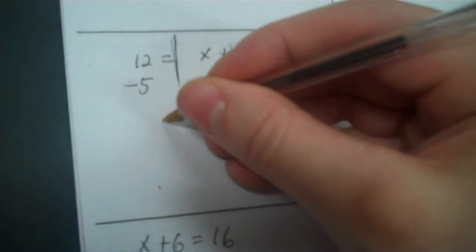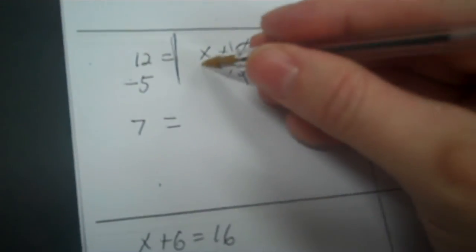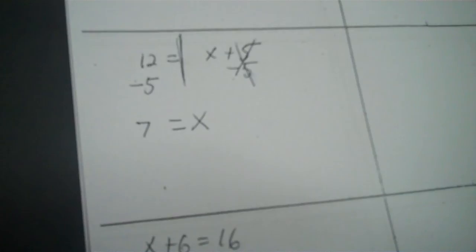And then I take 12 minus 5. So again, drop your equals, line up your equals, and then 12 minus 5 is 7. And then we have x, and that's your answer. x equals 7.